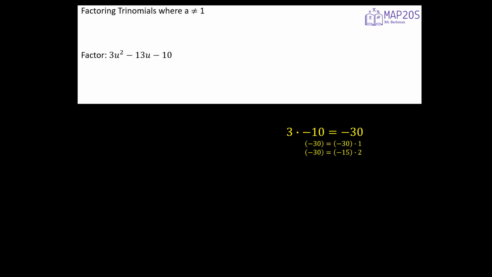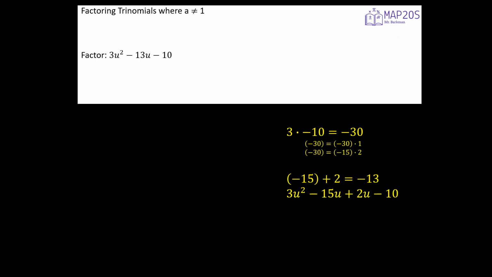Negative 15 and 2, yeah, that adds to negative 13. Perfect. So hopefully you got those as your factors of negative 30. There's our answer. They add together to be negative 13. Now we decompose our middle term to be negative 15u and positive 2u.